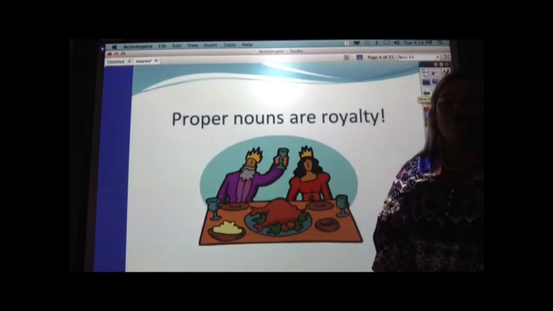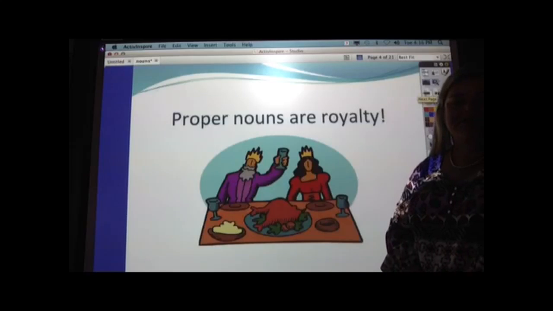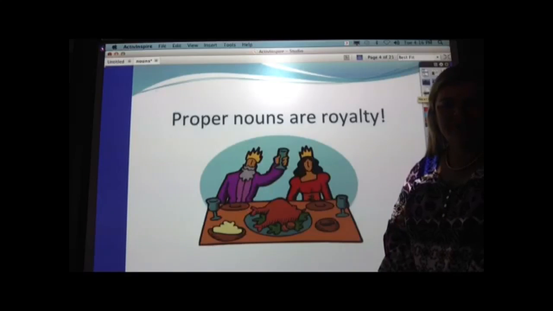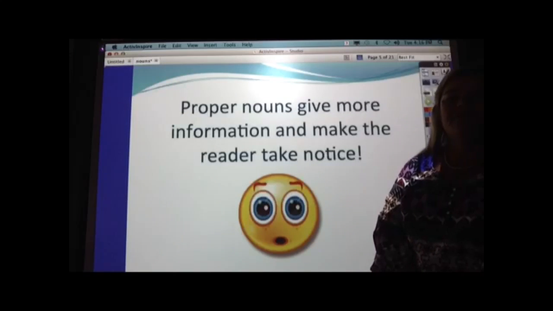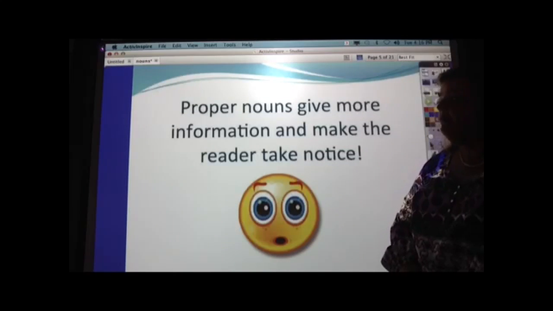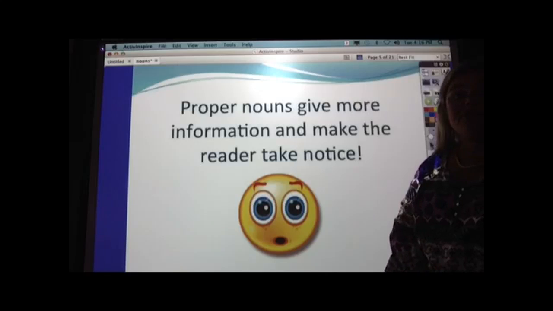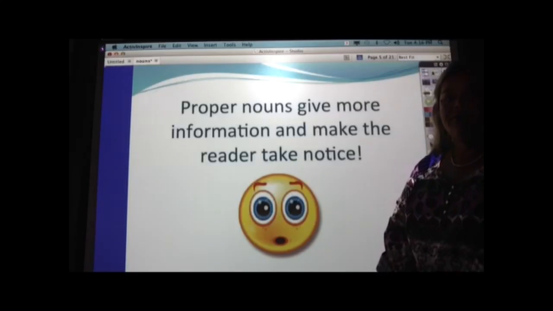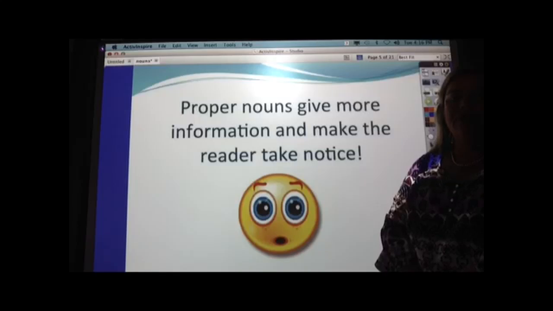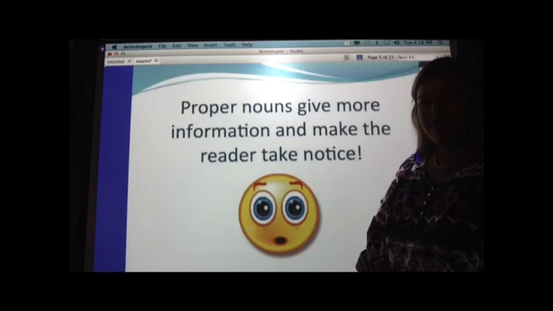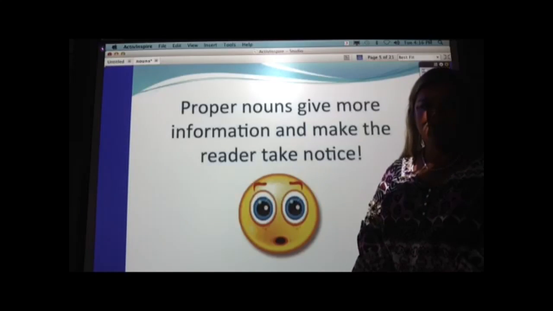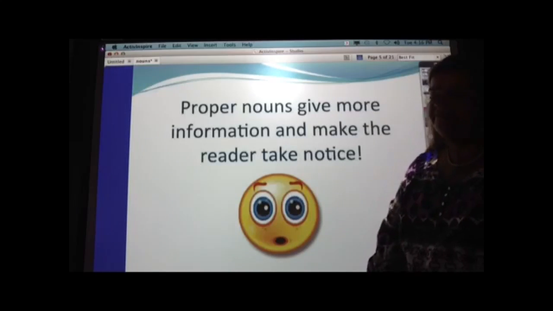Proper nouns are royalty, and you want to invite them over as often as possible. Well, why is that, you wonder? Because proper nouns give more information. They make your writing more interesting, and they make the reader take notice. Rather than just saying a boy, you can give a proper noun. Or rather than just saying a place, you can give a specific place. So proper nouns provide us with more information, and we want to invite them into our writing as often as possible.